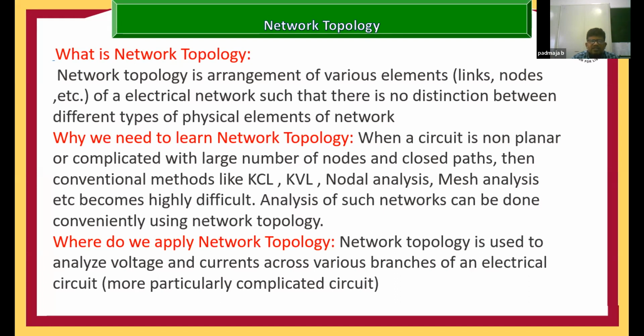See, this is about a network topology. So the network topology is nothing but what? The network topology is an arrangement of various elements. Understood? It is an arrangement of various elements of an electrical network. So what are the electrical network elements? Whether it may be a voltage or current source or resistor or inductor, whatever it may be. Understood? So the network topology is an arrangement of various elements of an electrical network such that there is no distinction between different types of physical elements of a network.